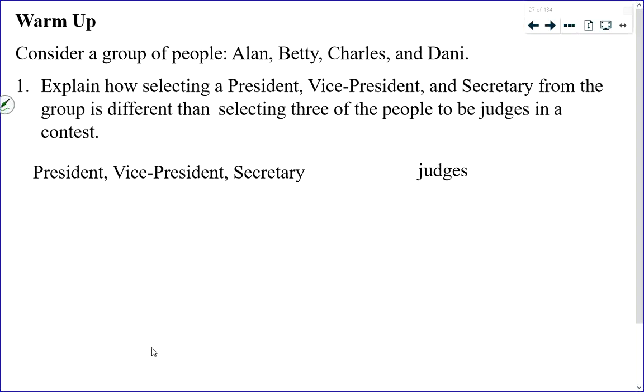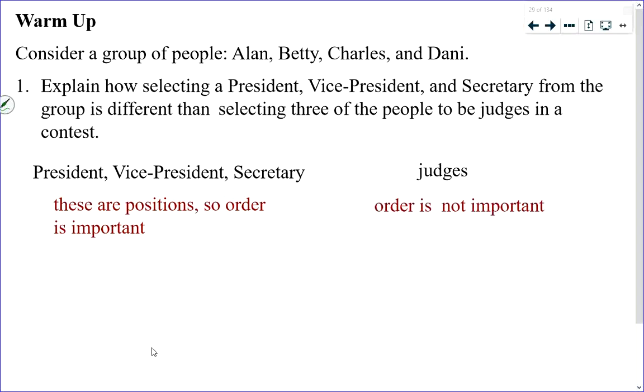They're identical, right? So I'm using this analogy because I can say these are positions, but the word position also means placement in line. The word position, if I say, what's your position? Oh, I'm first, second, or third. So these are positions, so order is important. And order is not important because a judge is a judge is a judge. They're the same position. I don't even like using the word position there.